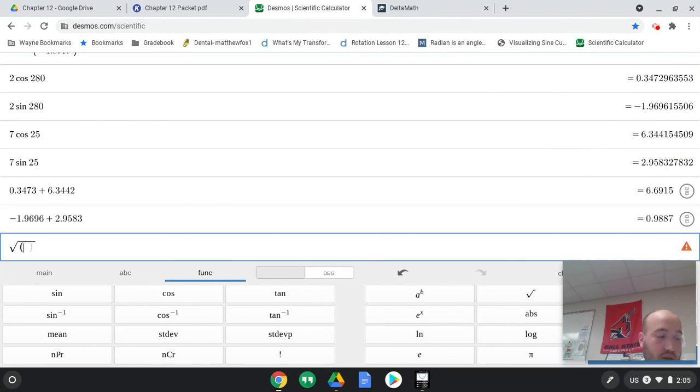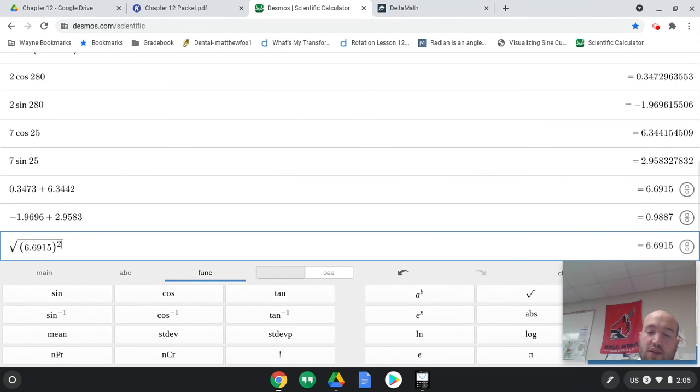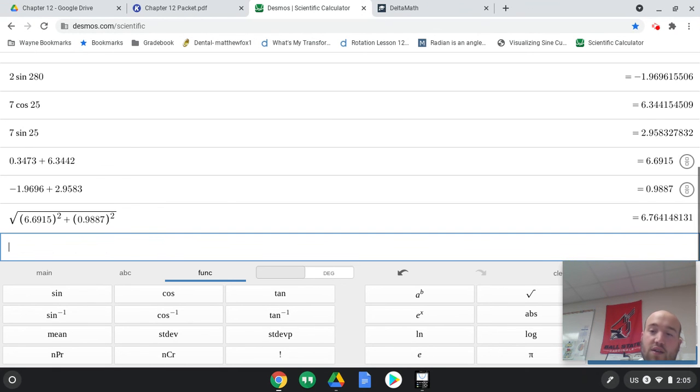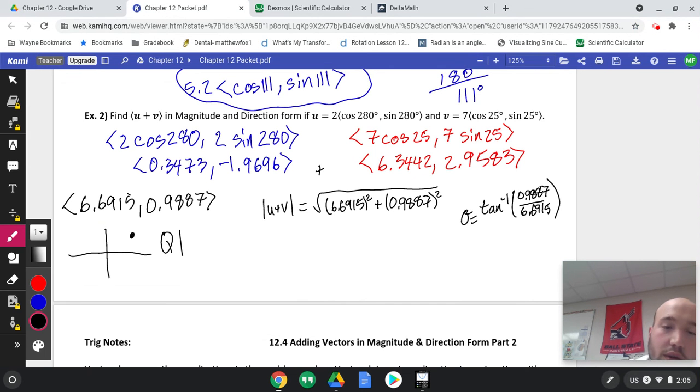So square roots in here, we're going to have 6.6915 raised to the second, plus, we'll do it again, 0.9887 raised to the second. We do that, we get 6.76. Remember, we just have to go to one decimal, so 6.8. That's what that equals. And we got to find what theta is.